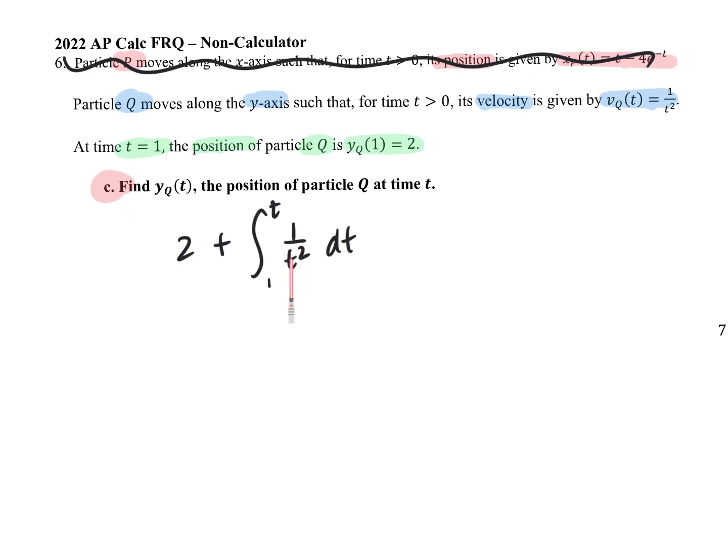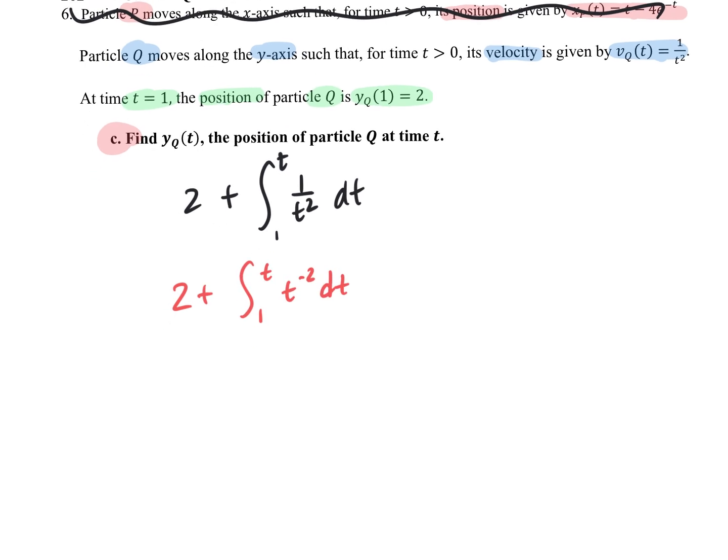We got this, people. But how might we rewrite this? 2 plus the integral from 1 to t of t to the negative second. Antiderivative of t to the negative second is t to the negative 1 over negative 1, which is just minus 1 over t. I agree. Guys, that's the only thing that will get affected by my bounds. Just that little guy.